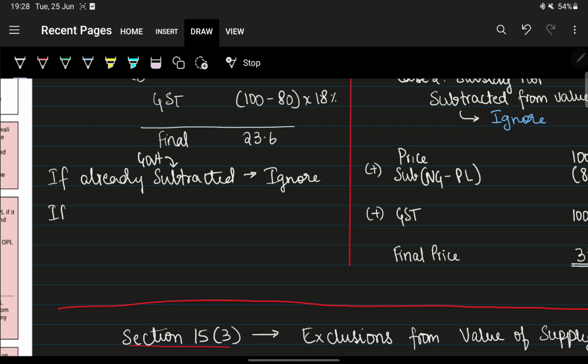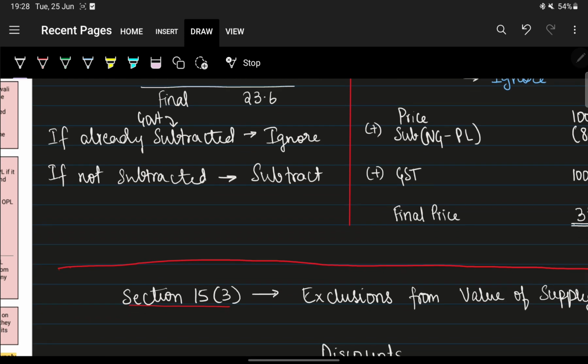Suppose it is not subtracted, what will we do? We will subtract, because it should have been subtracted, we will subtract it. Basically these are the only two cases. If it is already subtracted, ignore, don't do anything. And if it is not yet subtracted, subtract now. But this is only in case of a government subsidy.